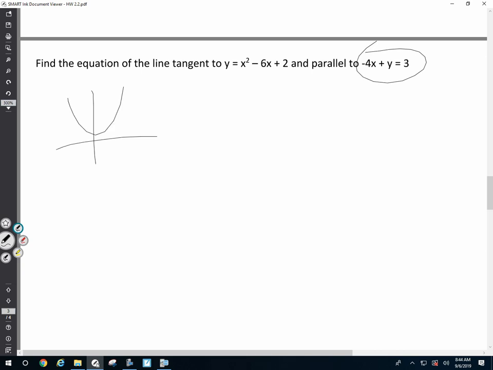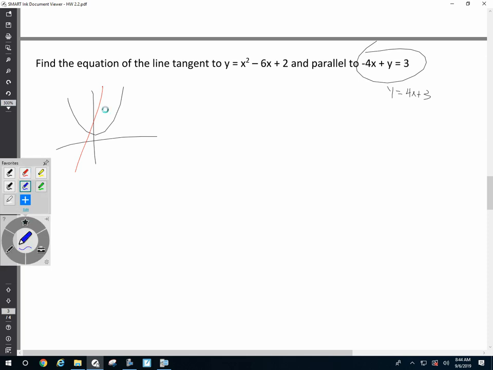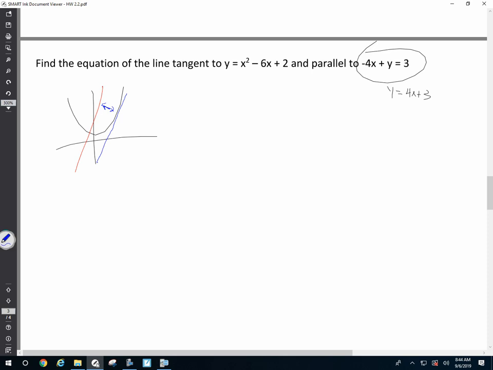I got some sort of parabola, and I have this y equals 4x plus 3. Now, 4x plus 3 is not going to be tangent to this. This is the graph of 4x plus 3. It looks like that. But what I want to do is find the line that is tangent to this parabola that is parallel to this line. Now, what do these lines share? The slopes are the same. So this tangent slope must equal the slope of this red line. This is very, very important, kind of thinking about this.